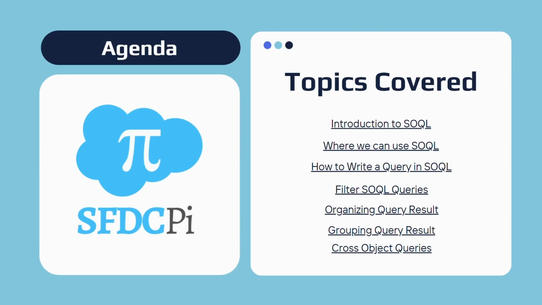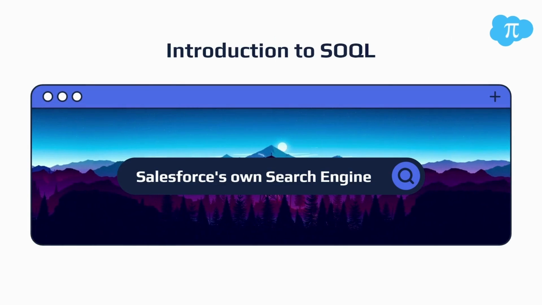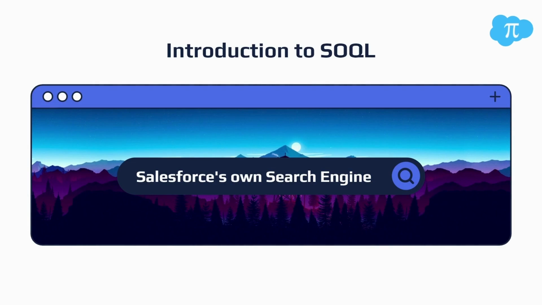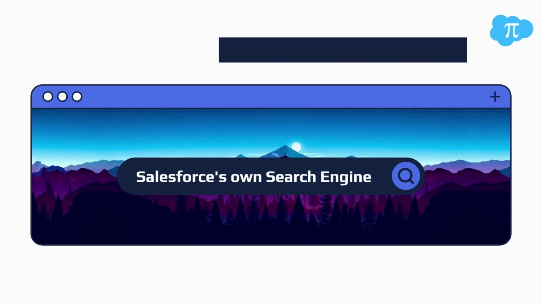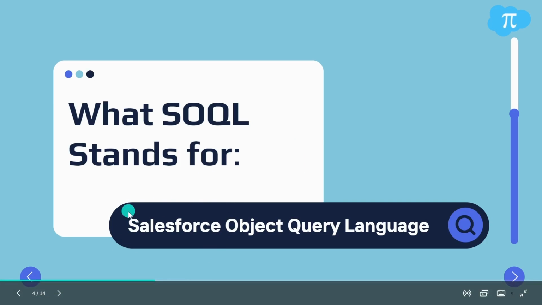So first we will see what SOQL is. SOQL can be called Salesforce's own search engine, as we can use it to query all the data from the Salesforce database. What does SOQL stand for? SOQL stands for Salesforce Object Query Language, as it is built to be used on the Salesforce platform.